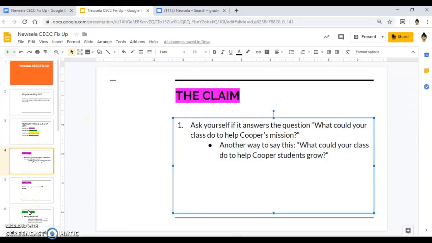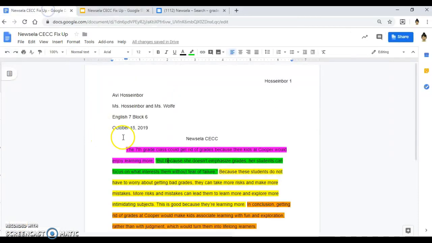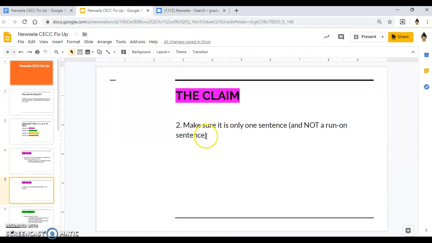So go ahead and pause here and look at your own claim. Does it answer the question, what could your class do to help Cooper students grow? All right, hopefully you've looked at your own claim and made sure it answered the question how your change would help Cooper students grow. Okay, let's look at the second thing we want to do with our claim.